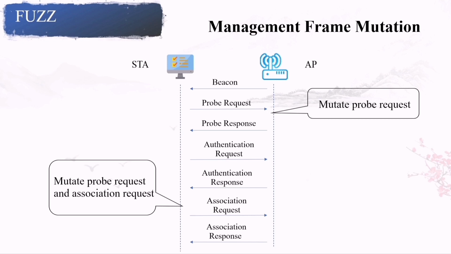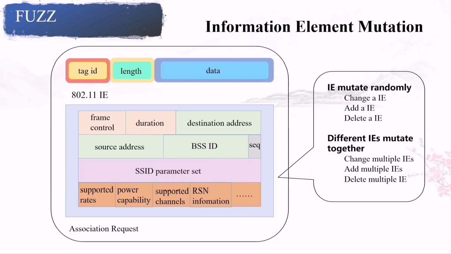Now, I would like to show you how to mutate management frames during the interaction with an example. The first method is to send the management frames according to the normal logic of Wi-Fi. As shown in the figure, we can mutate probe request, or mutate probe request and association request. In this way, following the state machine, the deeper logic can be tested. The second method is to send the management frame, control frame, and data frame randomly. Different combinations of management frames and control frames may trigger new code paths.